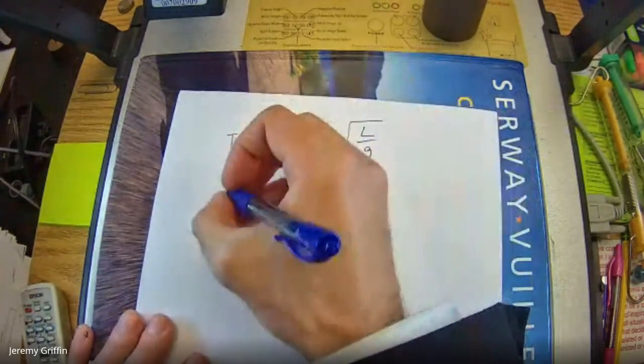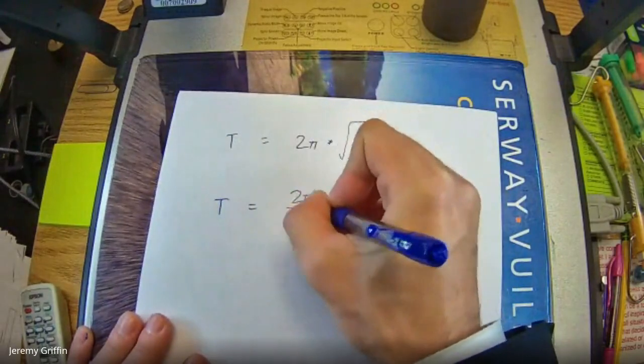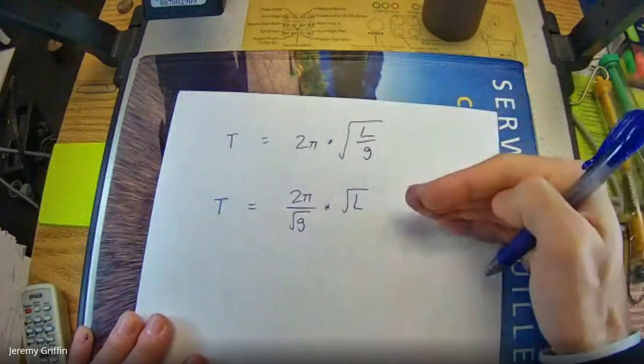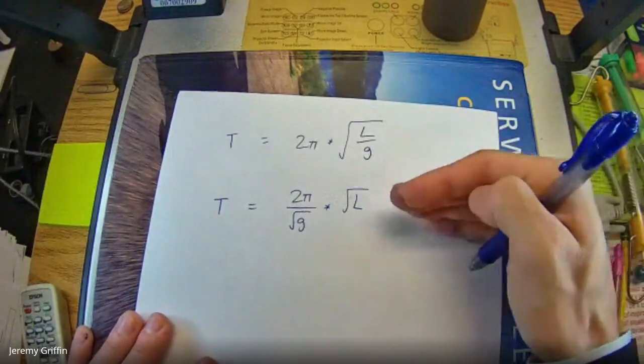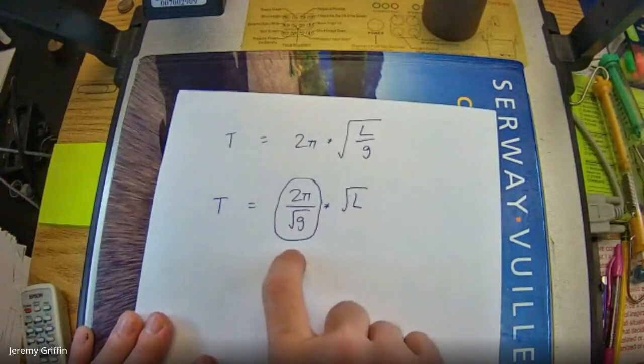So I wonder how close we got this. Rewrite this a little bit. It should be 2 pi divided by the square root of g, all times the square root of L. That's saying the same thing, isn't it? But the reason I wrote it like this is because isn't that like the slope of the line that we just did? Well, one of the two graphs.